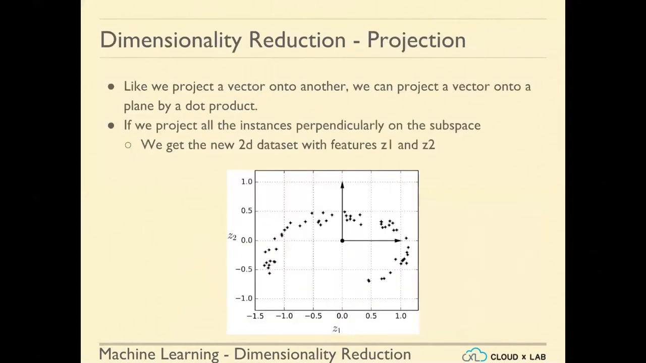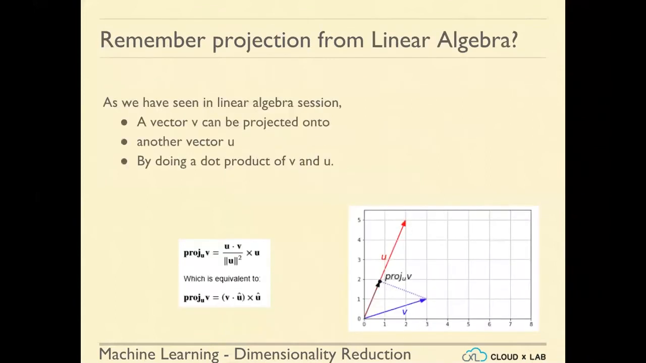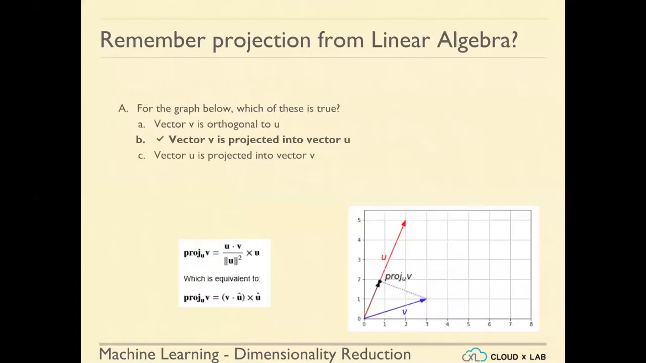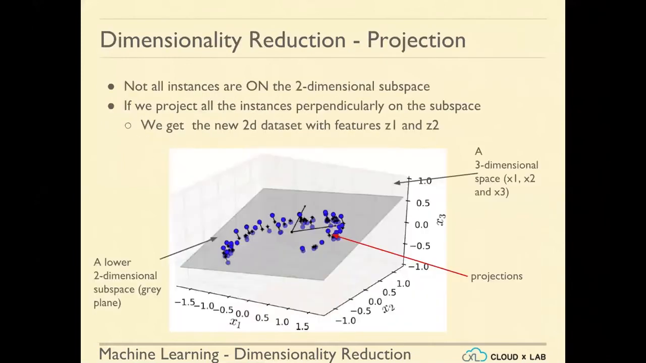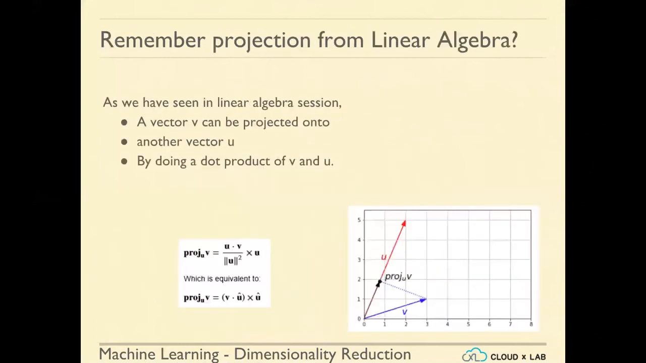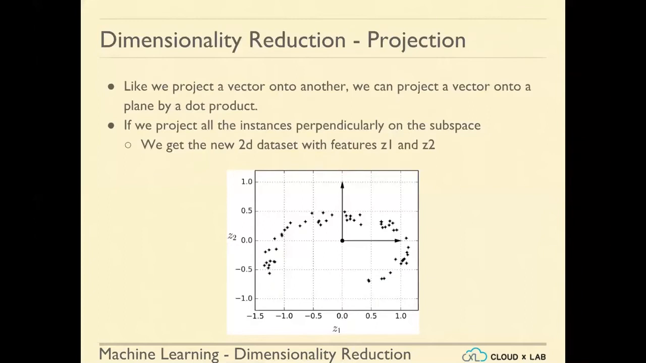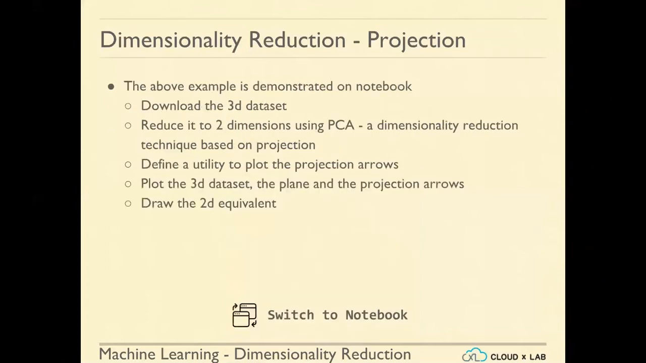Like we project a vector onto another vector, we can project a vector onto a plane using a dot product. If we project all the instances perpendicularly on the subspace, we get a new 2D dataset with these features. Okay, I hope you got the idea. This and this. If you come up with this plane, and take each instance of the dataset and do a dot product with that, we will get this, right? I hope everybody got the idea till now.